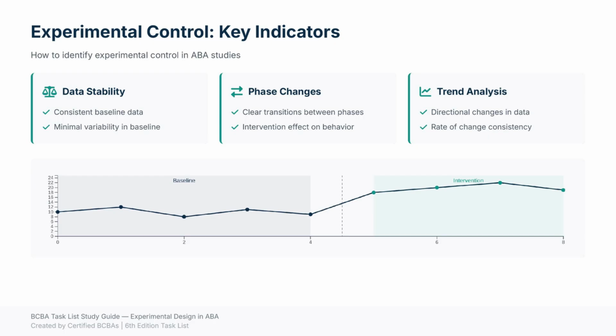When analyzing research data, there are several indicators that experimental control has been established. First, stable baseline data. Second, clear phase changes between baseline and intervention. Third, consistent trends in behavior change that correspond with intervention phases. These indicators allow behavior analysts to determine whether the intervention truly influenced behavior.